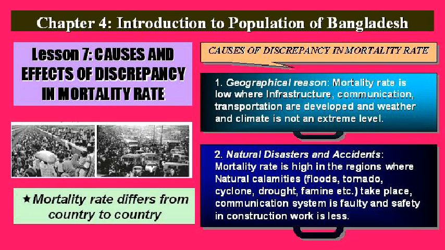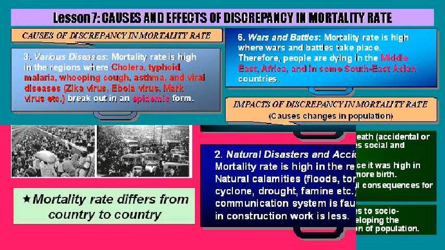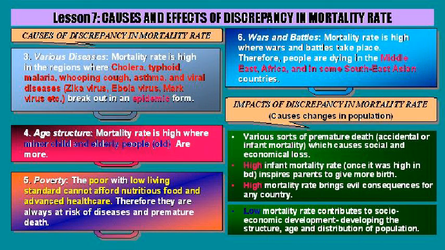Mortality rate is high in the regions where natural calamities take place. What are they? Something like floods, tornado, cyclone, drought, famine, etc. These natural calamities take place, and the communication system is faulty, and safety in construction work is less. And next one is number 3, various diseases.